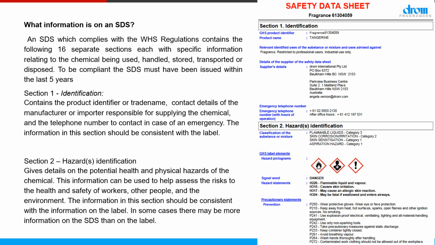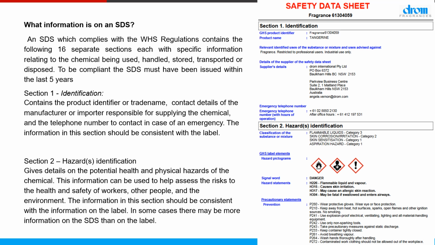An SDS, which complies with the Work Health and Safety Regulations, contains the following 16 separate sections, each with specific information relating to the chemical being used, handled, stored, transported or disposed. To be compliant, the SDS must have been issued within the last 5 years.